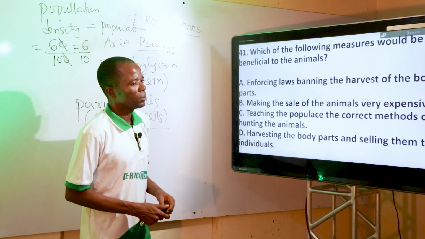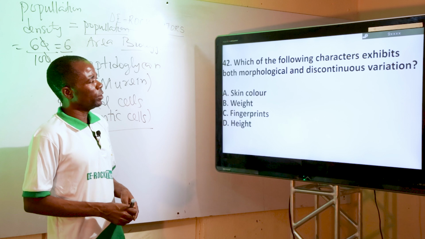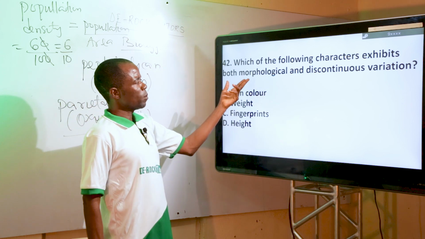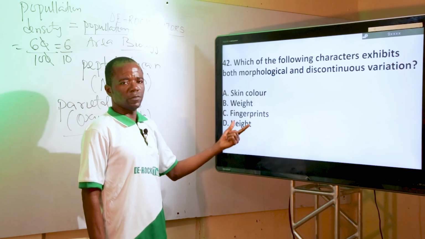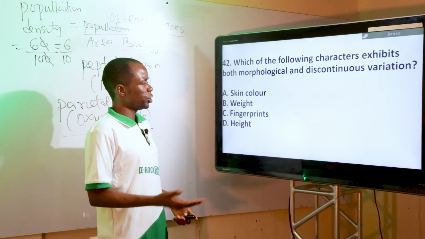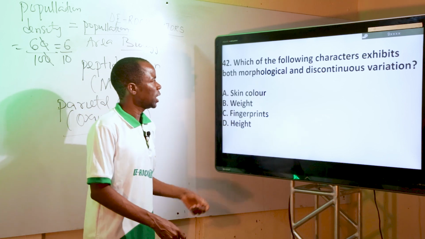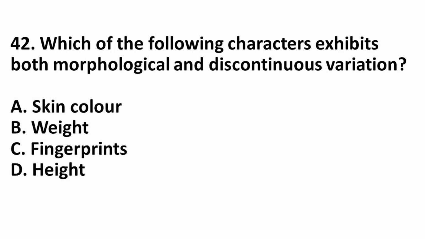Let's go to number 42. Which of the following characters exhibits both morphological and discontinuous variation? Don't forget, another name for morphological variation is continuous variation, while another name for discontinuous variation is physiological variation. And the correct answer here is fingerprint. Fingerprint doubles as both morphological and discontinuous variation.